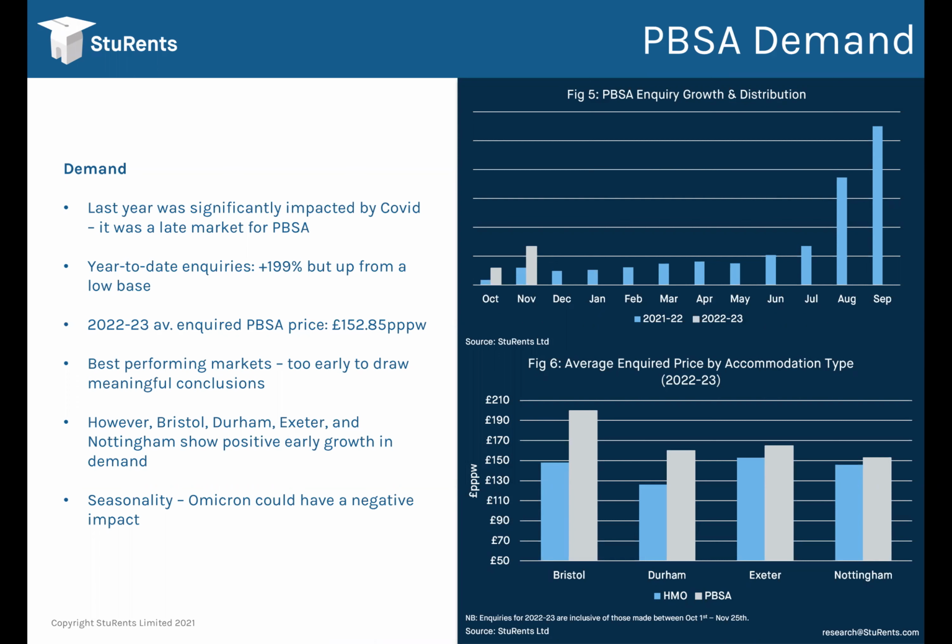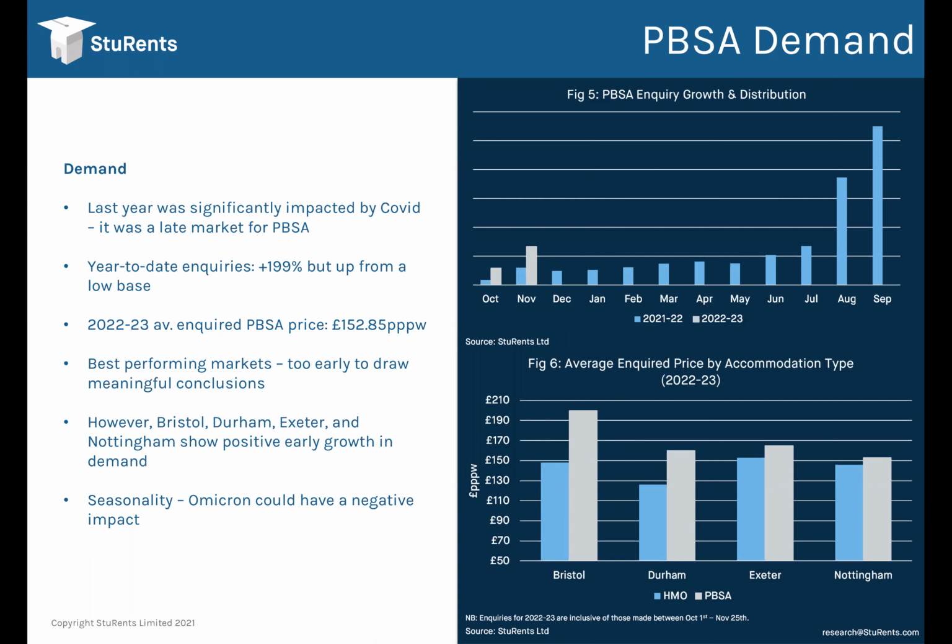Finally, on this slide, what we've also included is figure 6. And again, this is something we've covered in the previous session, but really starts to look at the difference in this case, demand by accommodation type, and in particular, the spread between the prices that have been inquired for, depending if it's a HMO or PBSA.